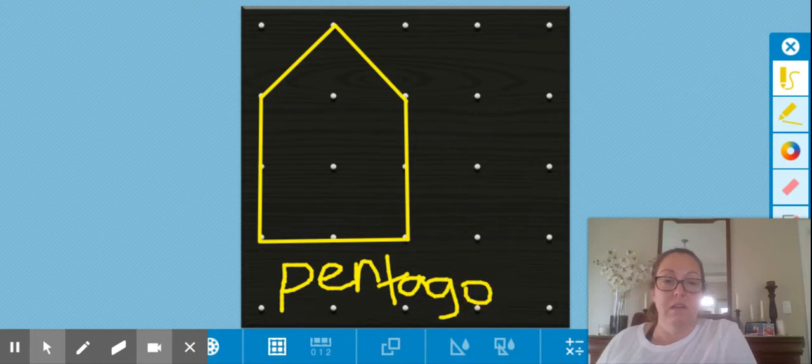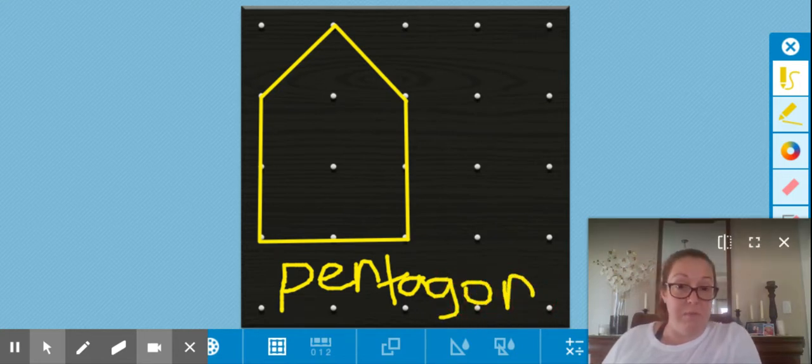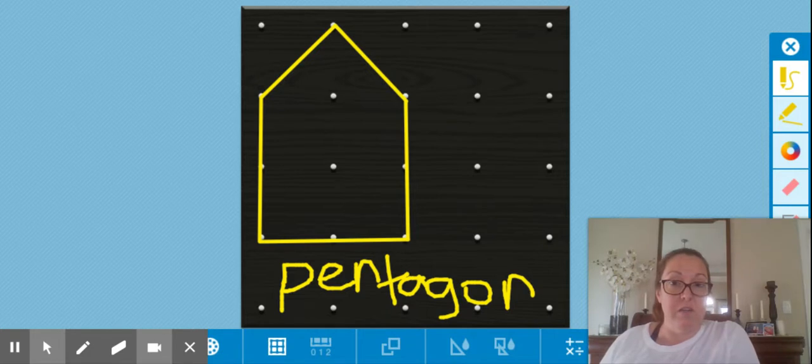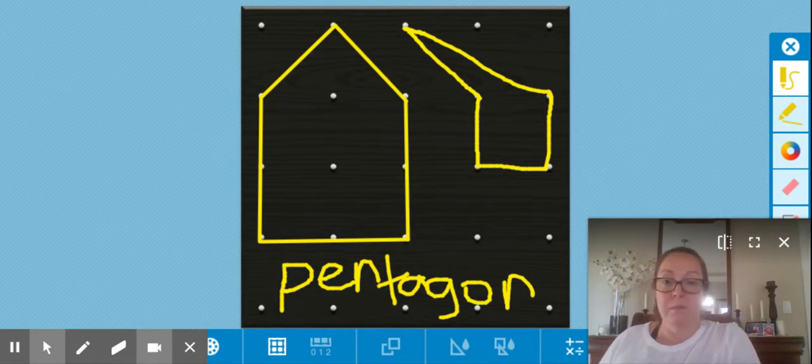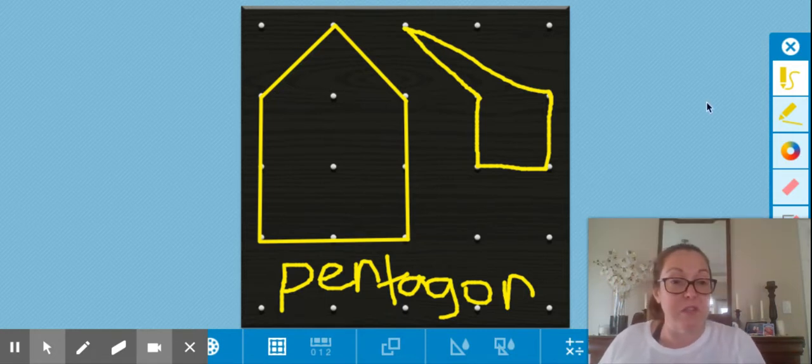Pentagon. Now, that's not the only way a pentagon can look. A pentagon could be, let's see, 1. Let me try to make a really strange one. 2, 3, 4, 5. There's a 5-sided pentagon, right? So even though they don't look the same, they are both pentagons based on that they share the same attributes of 5 sides and 5 angles.